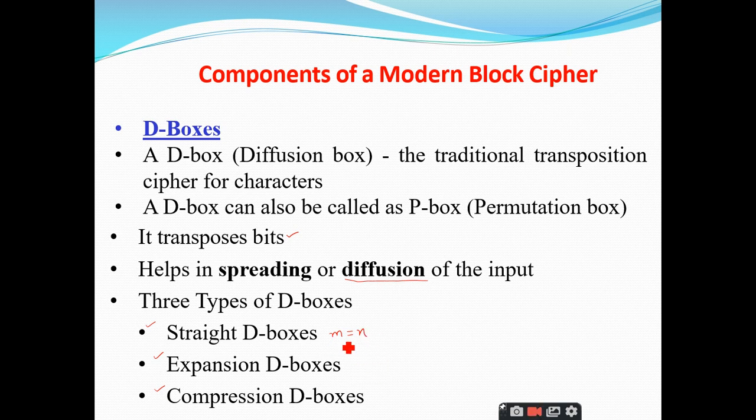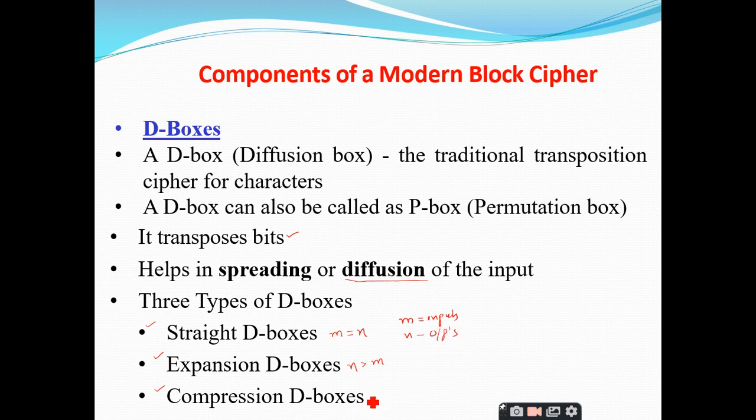If we assume the number of inputs as M and the number of outputs as N, expansion means the number of outputs will be greater. So you are going to expand the input. When you come to the output, you will have more bits when compared to the input. So M represents the inputs and N represents the outputs.